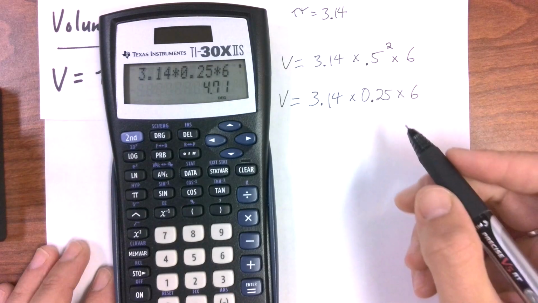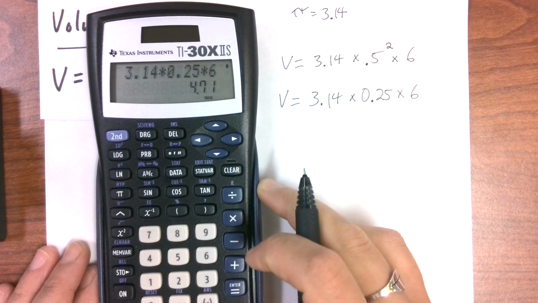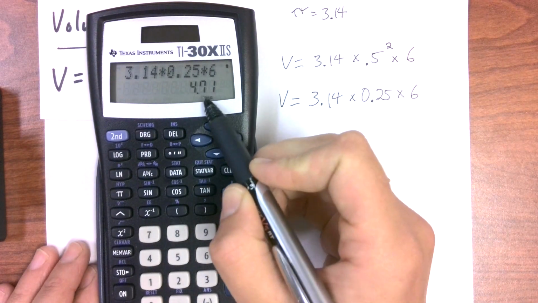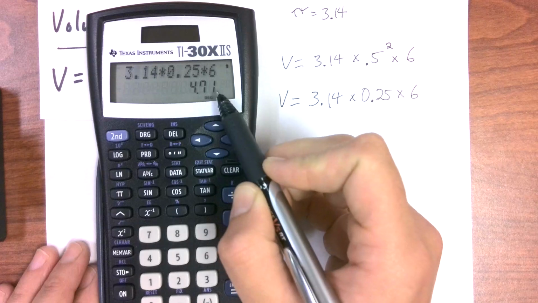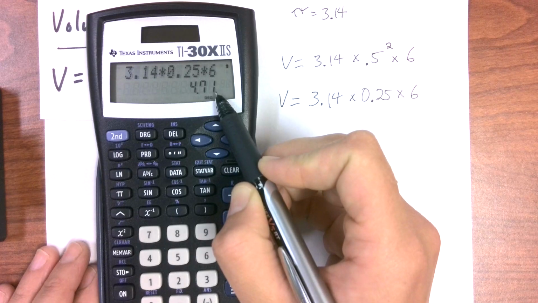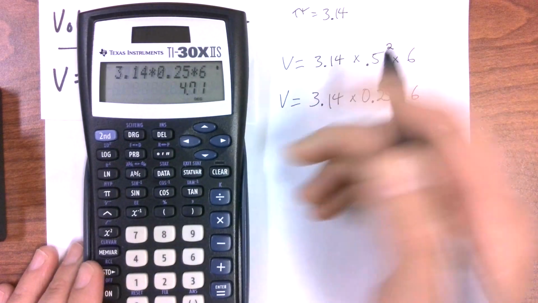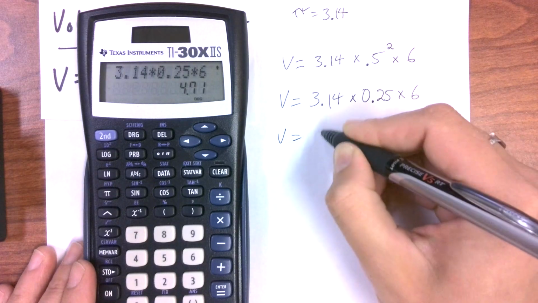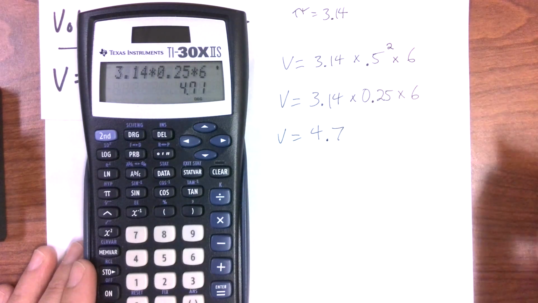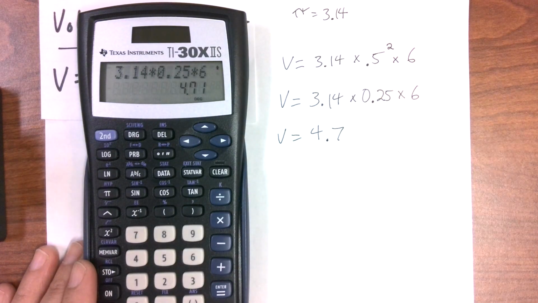equals 4.71, and I'm going to round to the nearest tenth. So rounding to one place after the decimal, so look at the next number. 4 or less, let it rest, means I'm just going to leave that at 4.7. So my volume here is 4.7. Now don't forget, we got to get our unit on there.